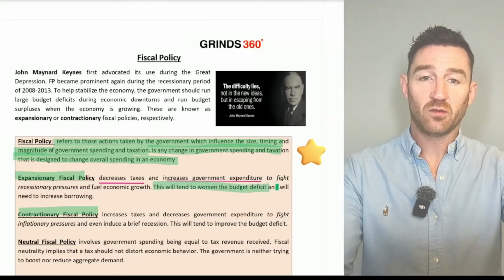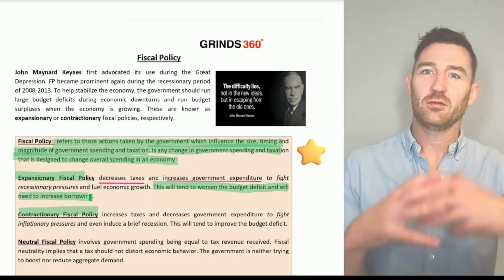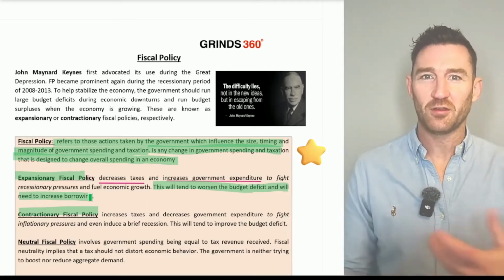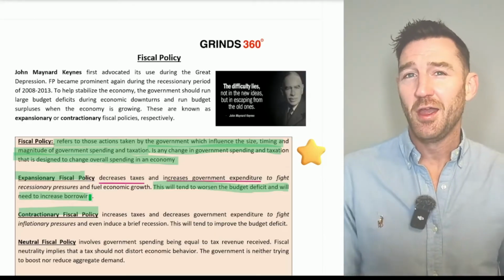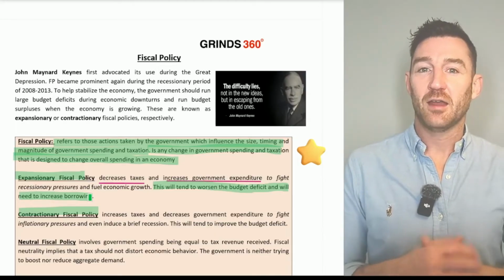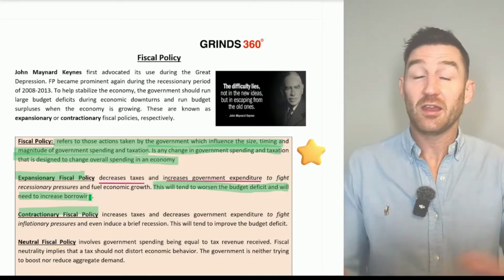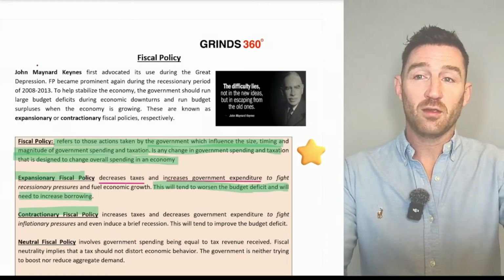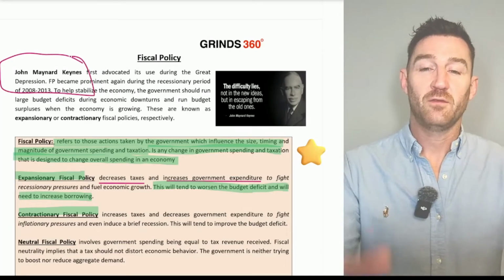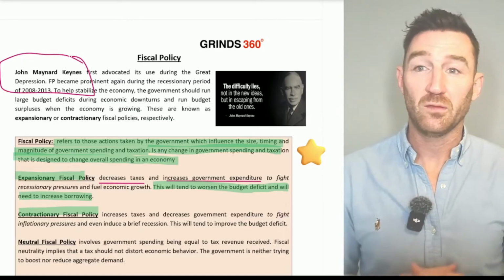And this is crucial: it will tend to worsen the budget deficit and will need to increase borrowing. So it's a little bit counterintuitive. You're experiencing a recession, the economy in the country is not going great, the government are already struggling for tax revenue because people maybe don't have jobs, and then we're suggesting that they should borrow money and try to spend their way out of it. Yes, that is kind of what we're saying. And that is essentially what we did during COVID. This whole idea was first touted following the Great Depression by Keynes.